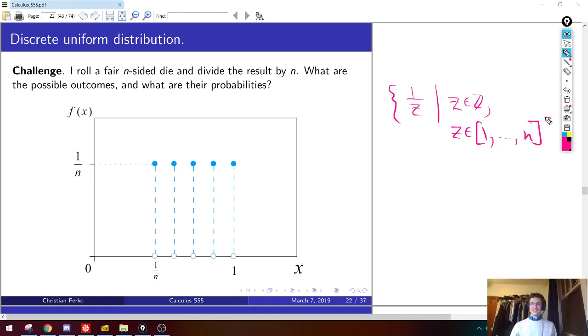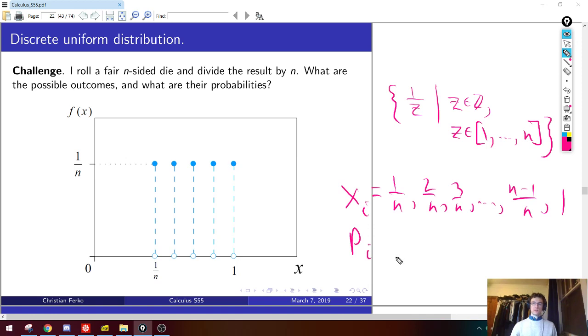Yeah. Good. Yes, so for instance, it's 1 over n, 2 over n, 3 over n, up to the second to last one, n minus 1 over n, and then n over n is 1. Those are the possibilities. What are the probabilities of each of those outcomes? So these are the xi's. Each of them has a probability 1 over n. Yeah, so these are all 1 over n, because we're assuming it's a fair die, so they're all equally likely. Good. This is called the discrete uniform distribution.